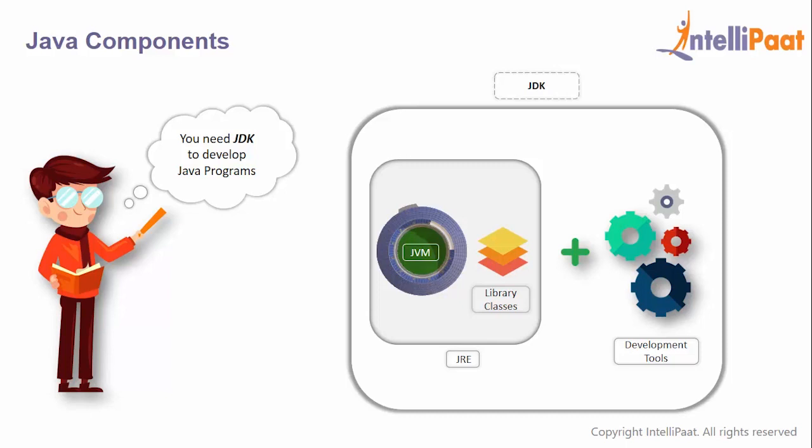Then we have JVM, which is a part of JRE. This Java virtual machine is responsible for executing a Java program line by line. That is, JVM actually acts as the interpreter.